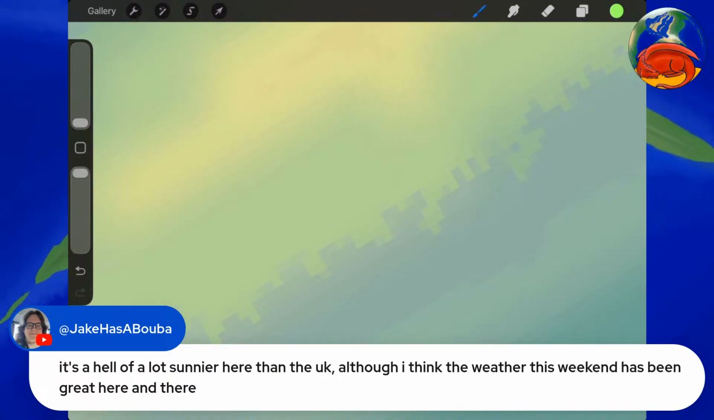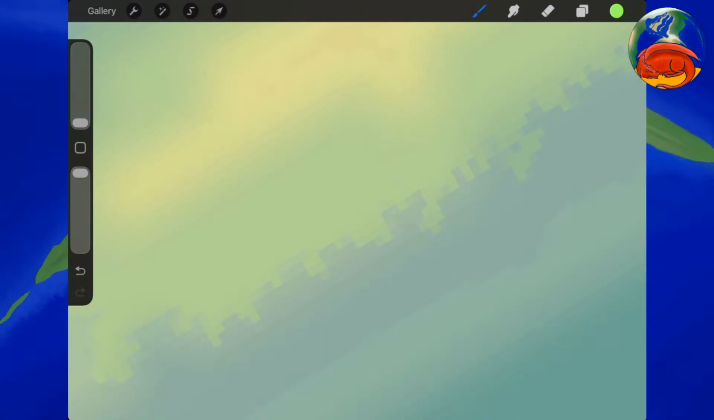Oh, well, yeah, of course it's going to be sunnier in Turkey. I mean, you've got a CS climate. And this is prime sunny time weather for CS climates.